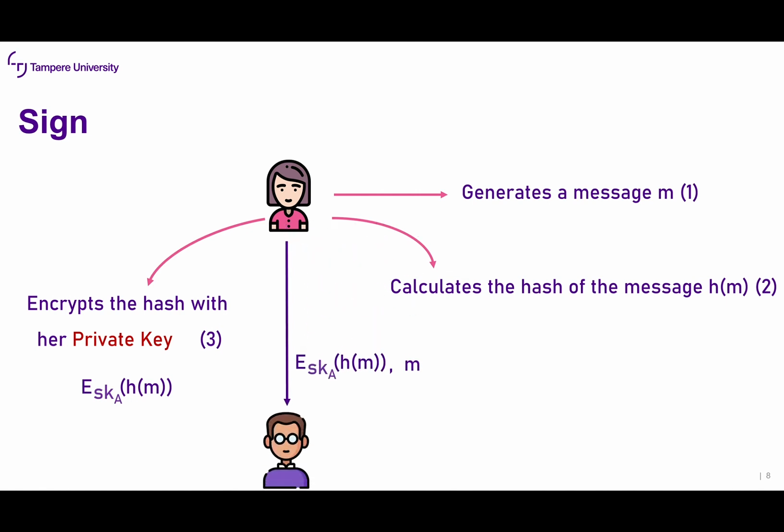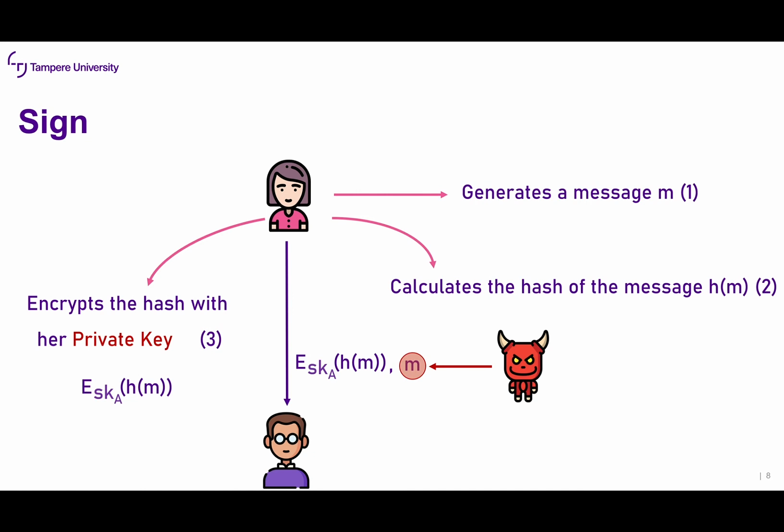Now, after step 3, Alice contacts Bob and sends the signature, which is the encryption of H of M with her secret key, along with the message M. Keep in mind that until now, for signatures, we don't care about secrecy or protecting the contents of the message. However, if we have an eavesdropper E in the middle, she can immediately see M.